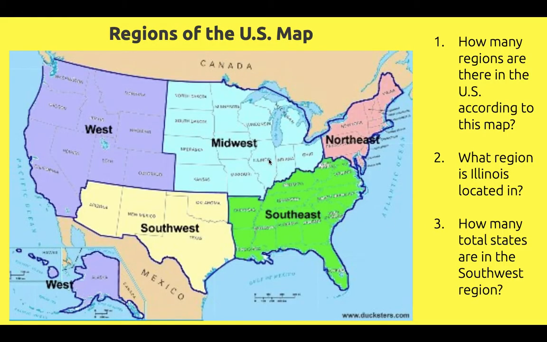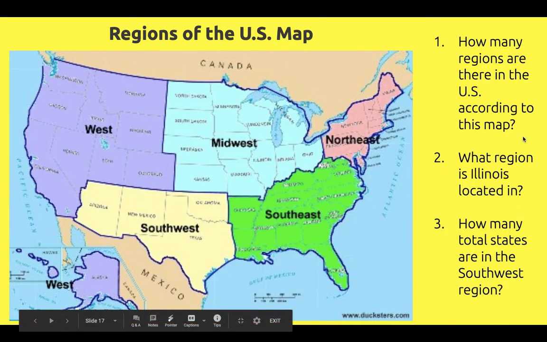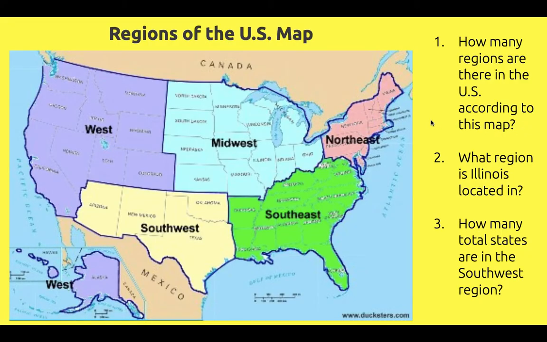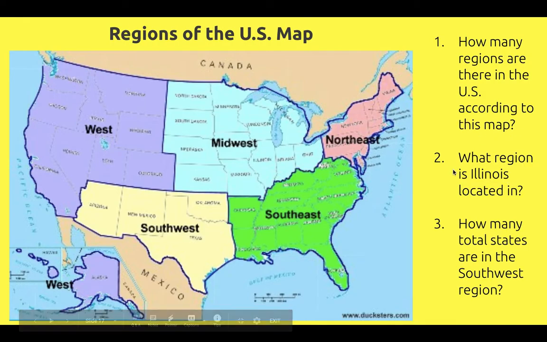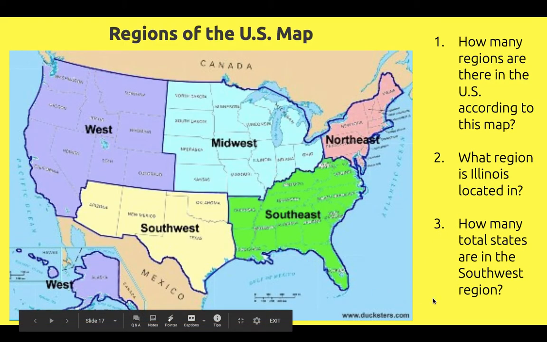So when we look at this regions of the US map, you'll have a few review questions just to make sure that we're all on the same page and have an understanding of what a region is. Number 1, how many regions are there in the US according to this map? So you'll look here and you're basically going to count the colors here that are in the United States. Remember that Canada up to the north and Mexico to the south are not considered parts of the United States. Number 2, what region is Illinois located in? And number 3, how many total states are in the Southwest region?